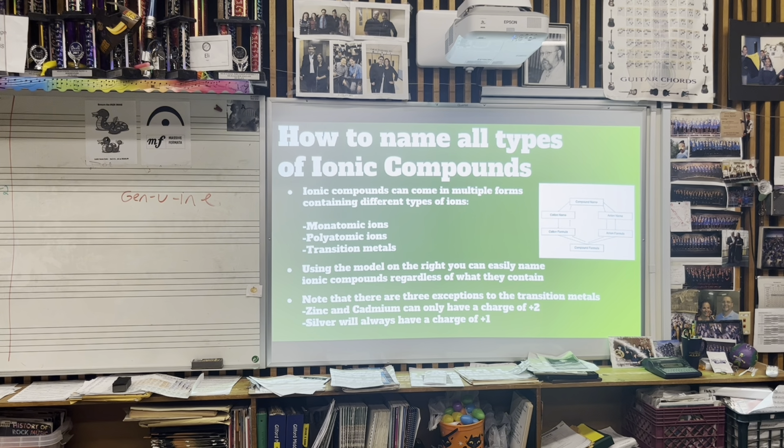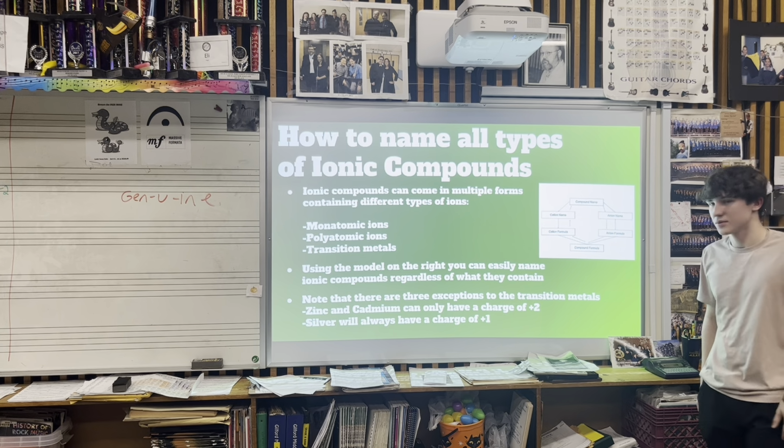Okay. How to name all types of ionic compounds. They can come in multiple different forms, with multiple different types of ions: monatomic, which is when it's a single atom ion, polyatomic, when it's multiple atoms forming an ion, and then transition metals. Using this model on the right, which I'll go over later with example problems, you'll see that it's easy to find the formula for the name and the name for the formula.